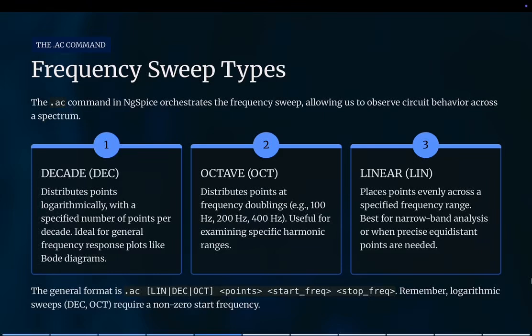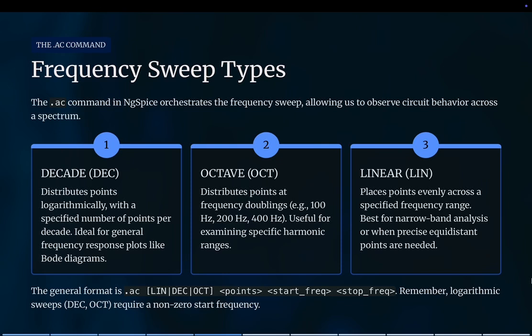The AC command is your gateway to frequency analysis. The general format is AC, one sweep option, points, a start frequency, and a stop frequency. We have 3 sweep options. First is decade sweep, then octave sweep, and then linear sweep. Let's start with decade sweep, which is specified by DEC and is the most common for Bode plots.